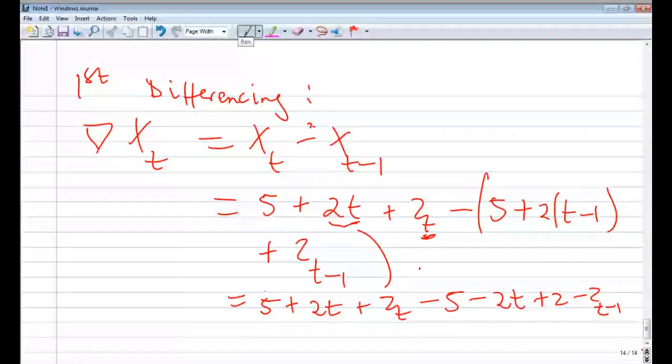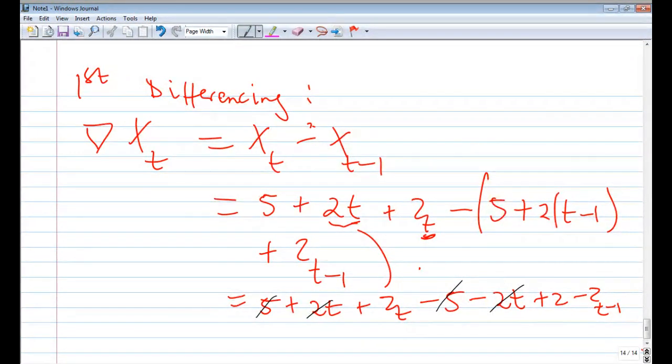Okay. Now, this cancels this one. This cancels this one. Then we are left with those other ones. So you're going to be left with what? 2 plus zt, so you won't see minus zt minus 1.